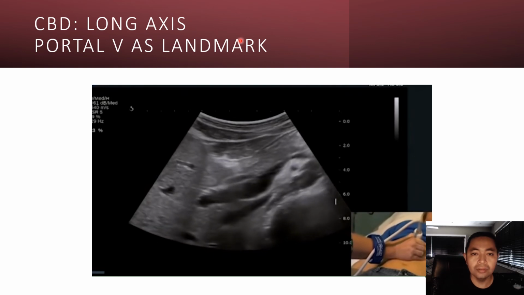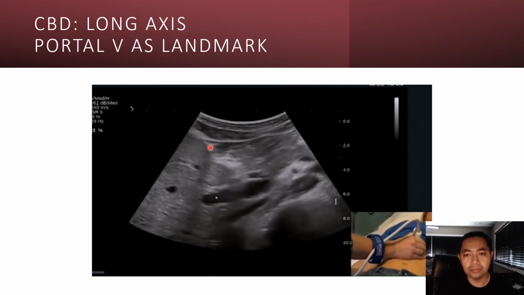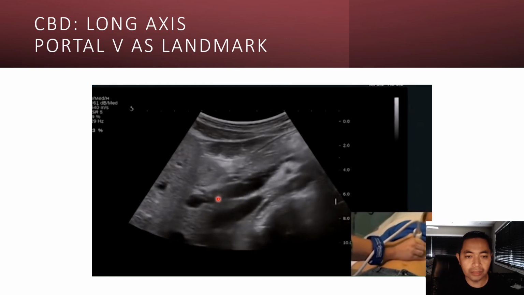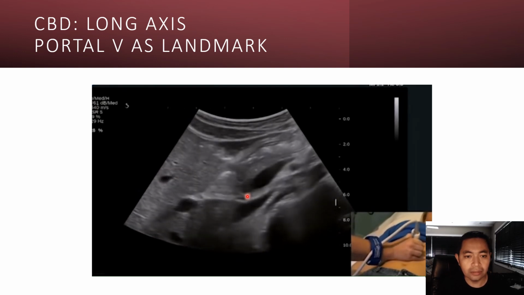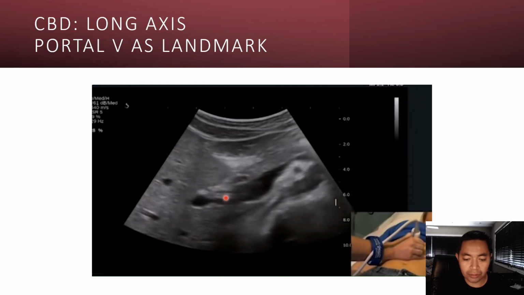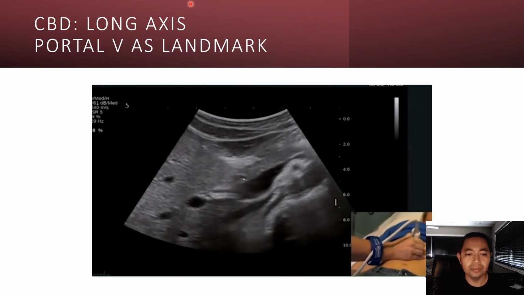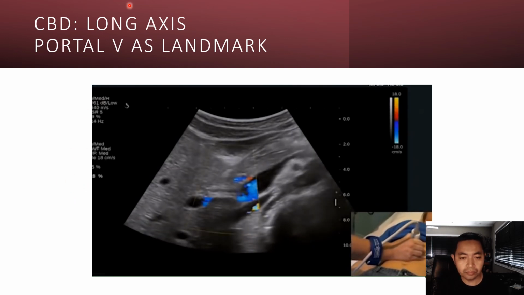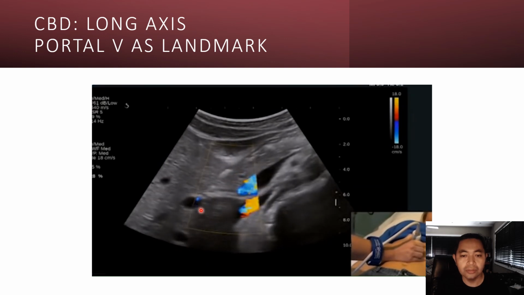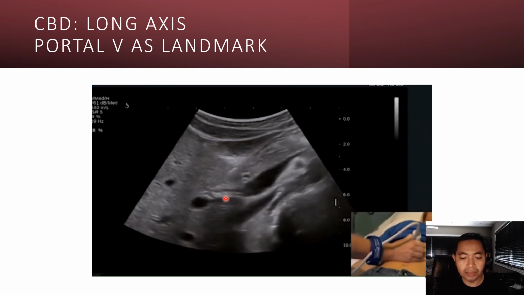In this example, we image the common bile duct on its long axis using the portal vein as a landmark. The portal vein is seen here on its long axis, and directly above and parallel to it, there is an echogenic tubular structure. This is the common bile duct. One can confirm that this is the CBD by using color flow Doppler. And it shows that there is no flow within the supposed CBD.